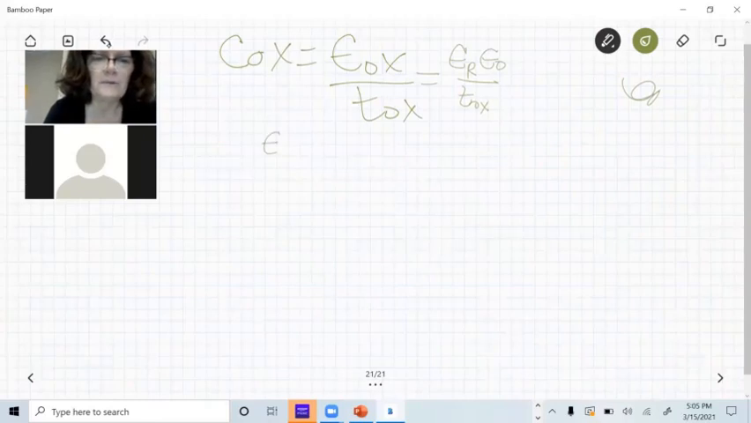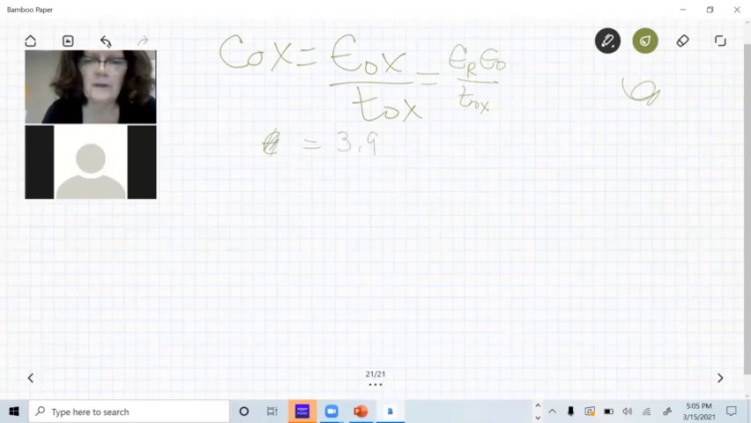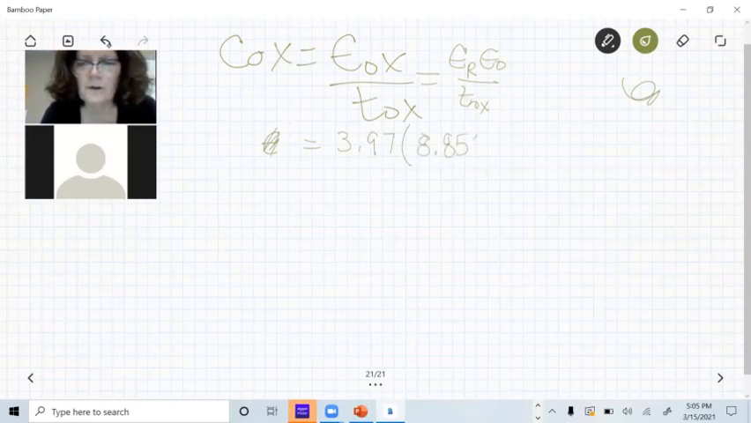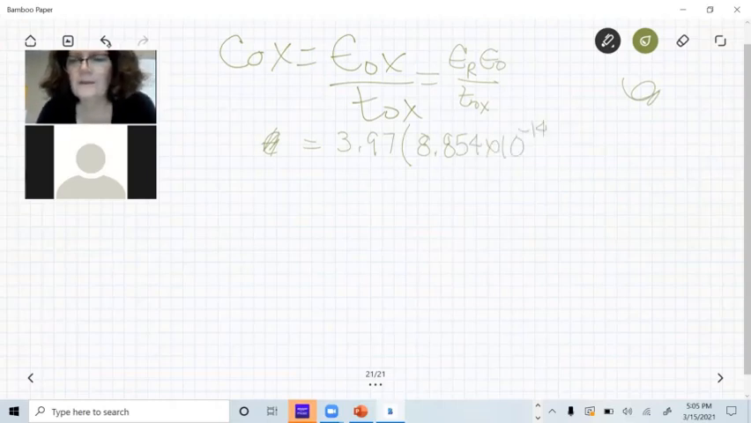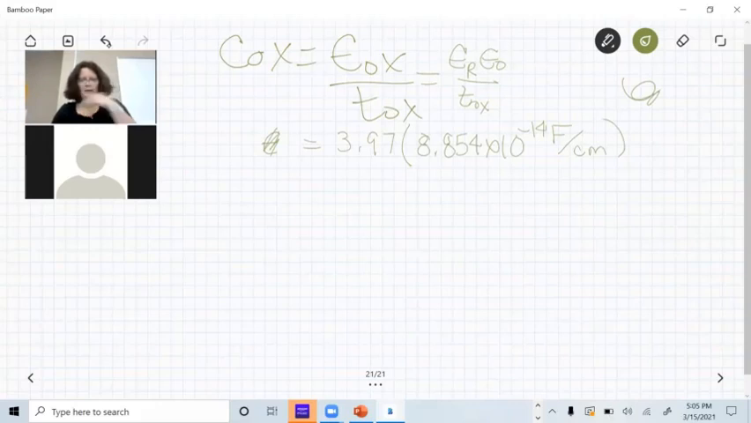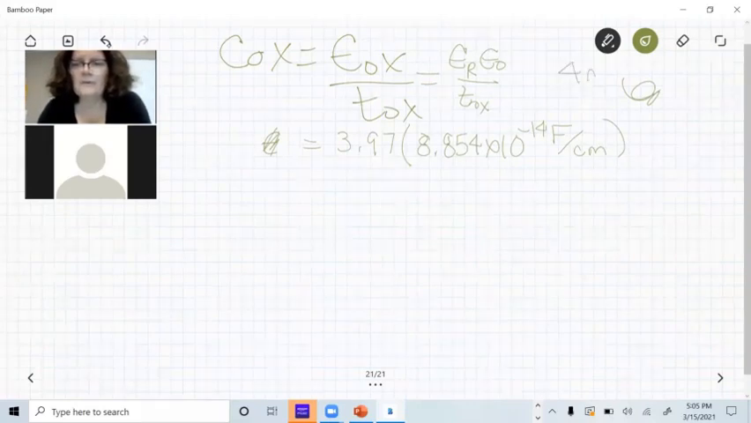Sorry, I'm having technology issues. Epsilon relative is 3.97 for silicon dioxide. Epsilon naught is 8.854 times 10 to the minus 14th, and this is farads per centimeter. This is why I'm putting these units in here, because they're going to be important. TOX, we were given that this was 4 nanometers.